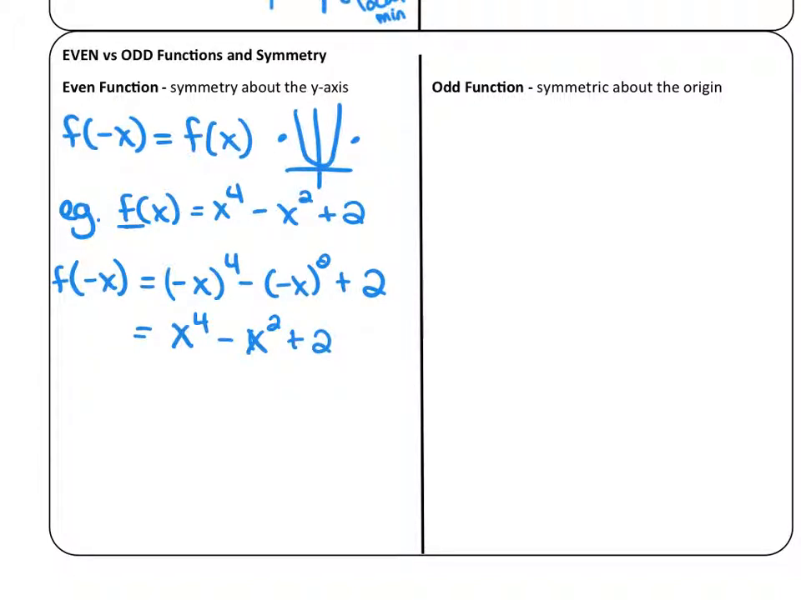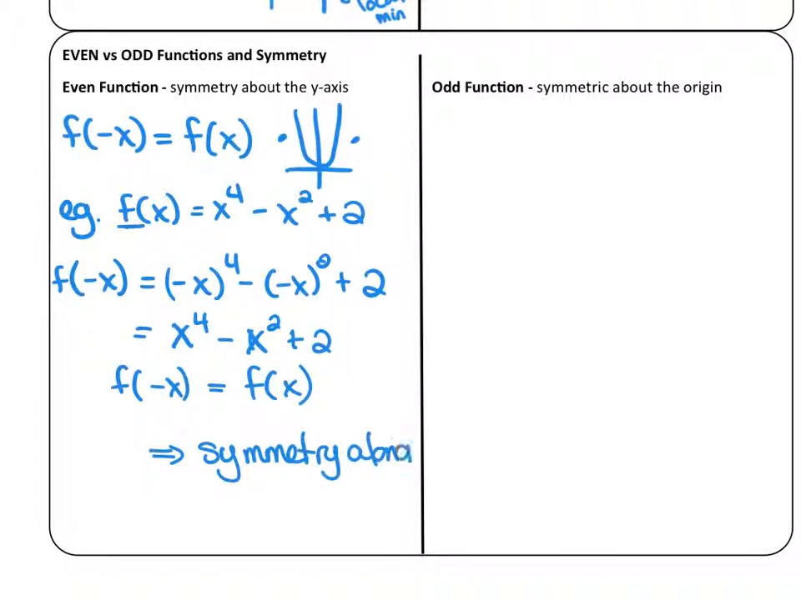Because of that, you can say that f of negative x is equal to f of x, which means we're going to have symmetry along the y-axis. Along that y-axis, you can basically fold it in half and you'd have the same thing.